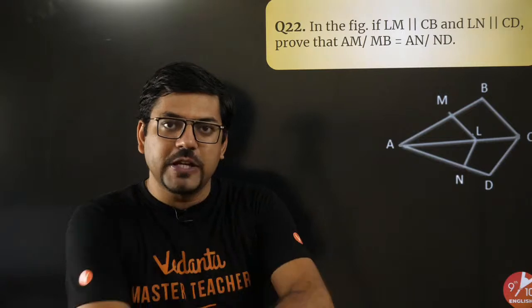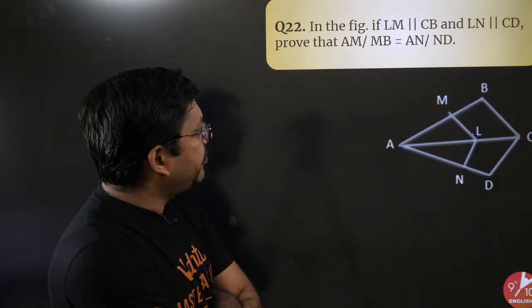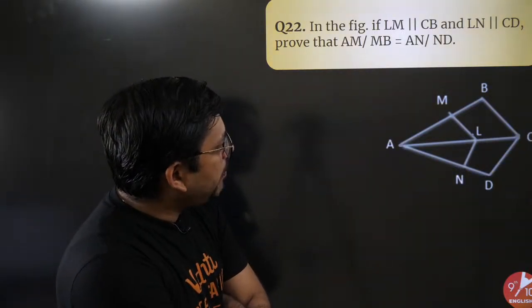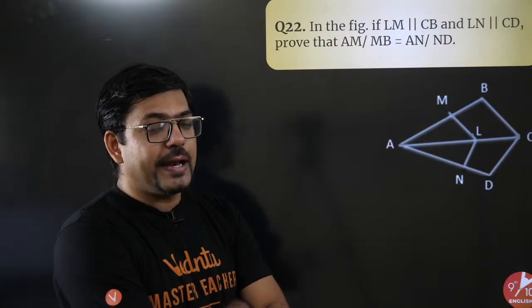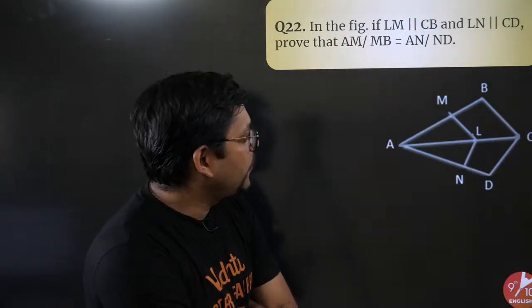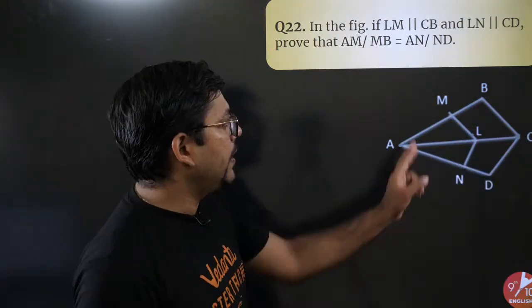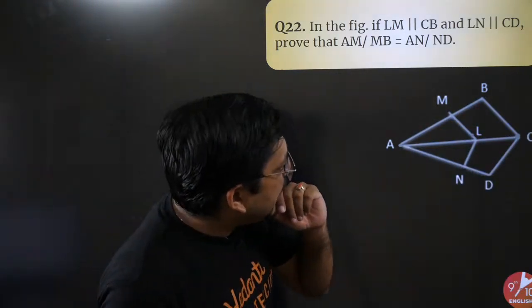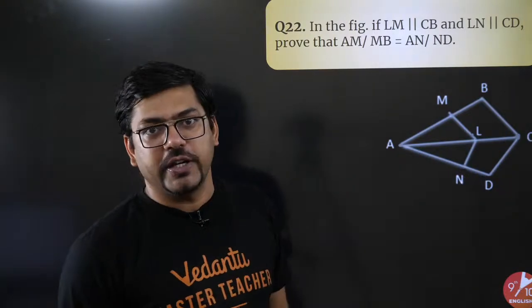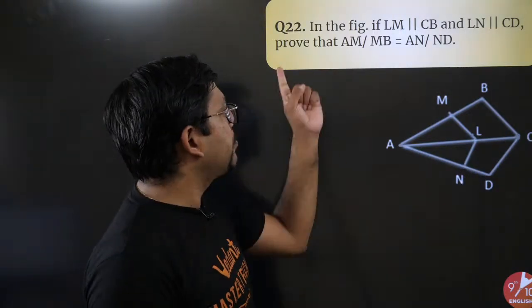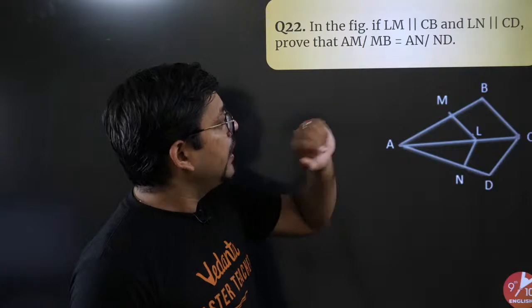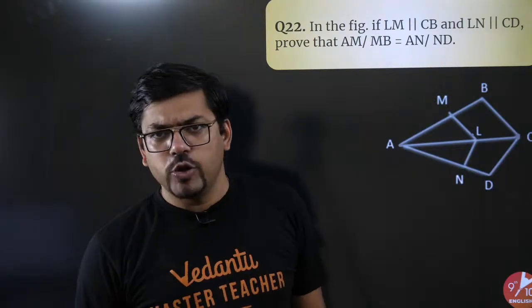Next question, everyone please pay attention. This next question says, in the figure, if LM is parallel to CB and LN is parallel to CD, then prove that AM by MB equals AN by ND. Will you be able to do this?